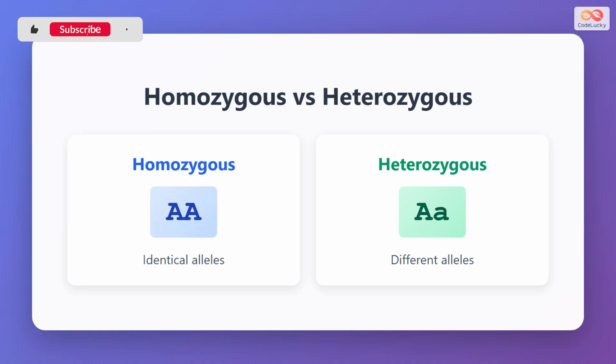It's important to distinguish between homozygous and heterozygous. Homozygous, represented as AA, means having identical alleles for a gene. In contrast, heterozygous, represented as Aa, means having different alleles for a gene. In heterozygous individuals, one allele is dominant and the other is recessive, and typically the dominant trait is expressed.